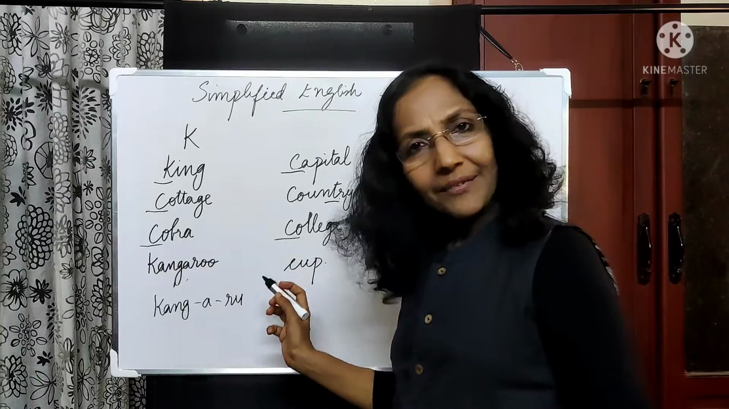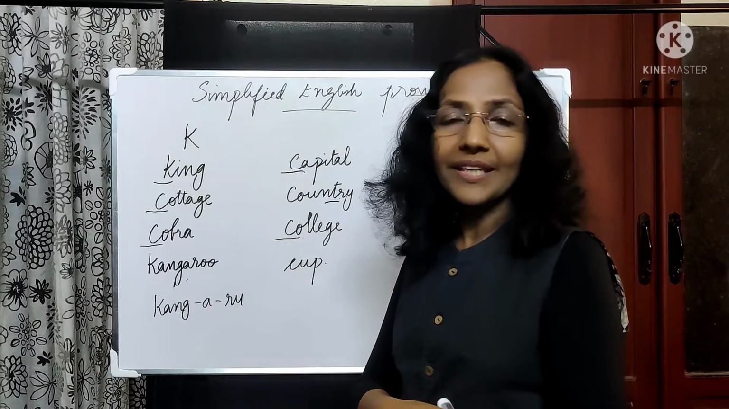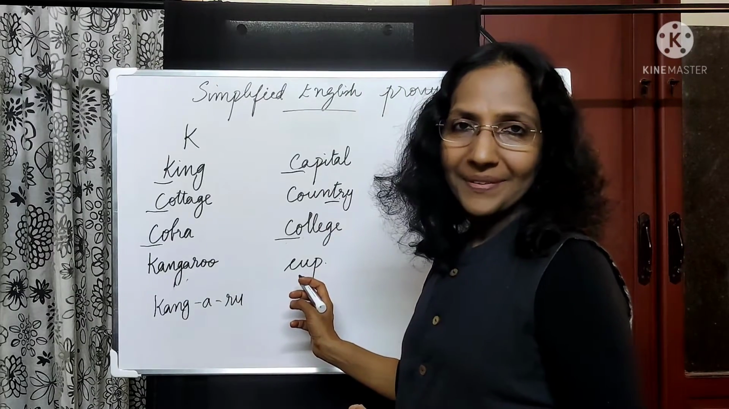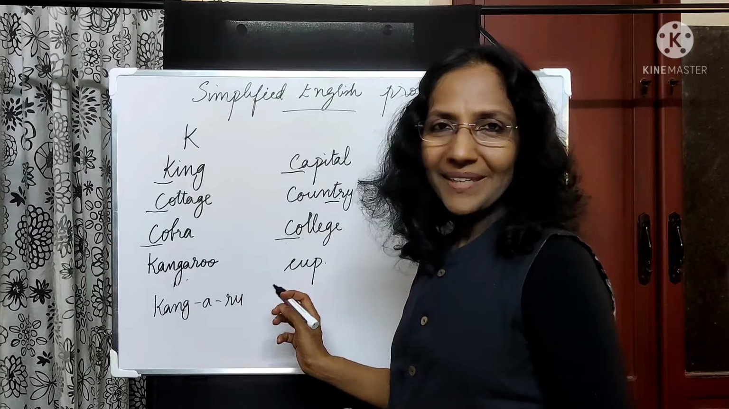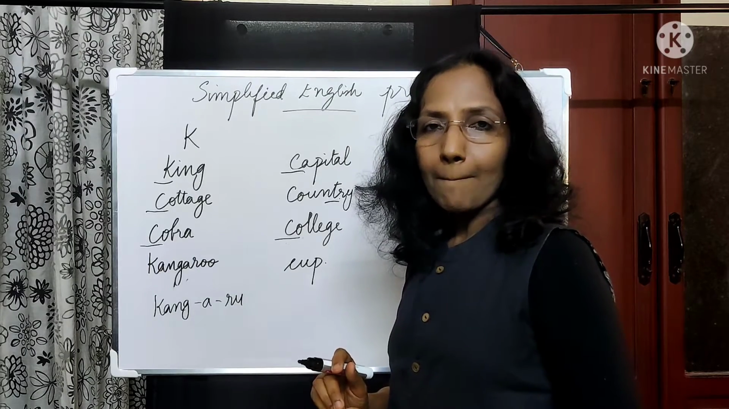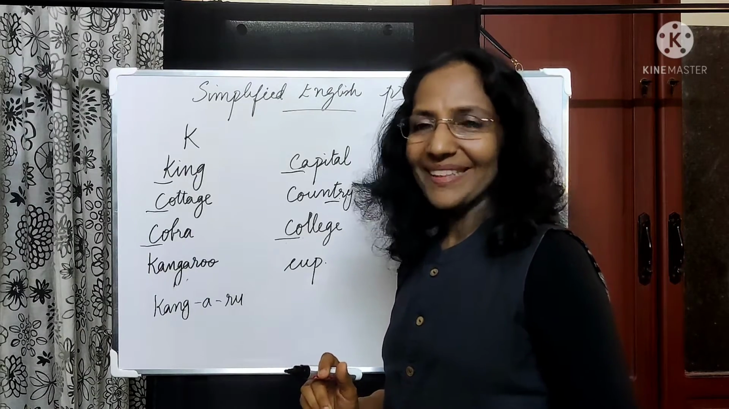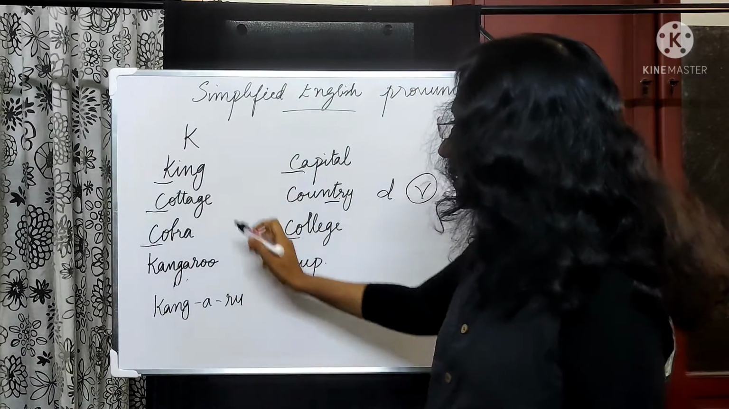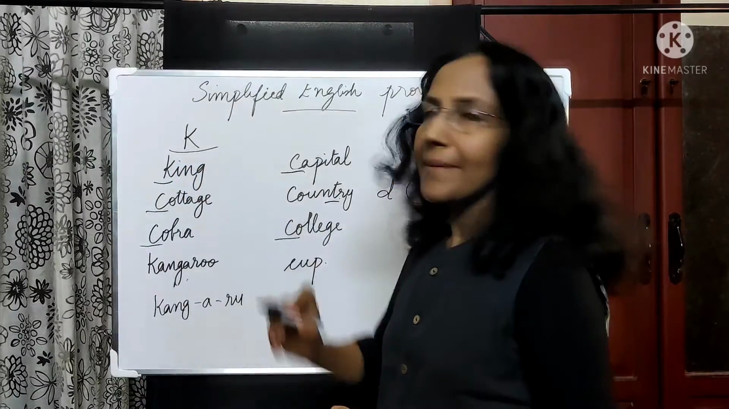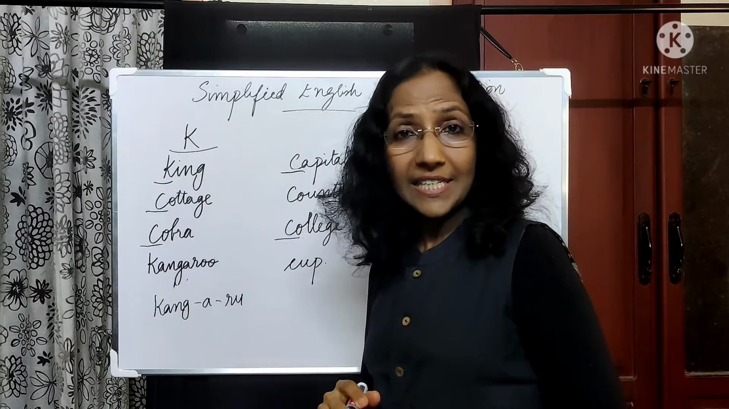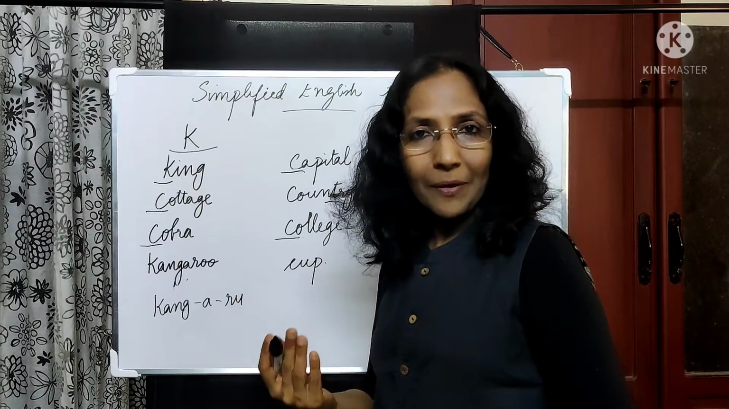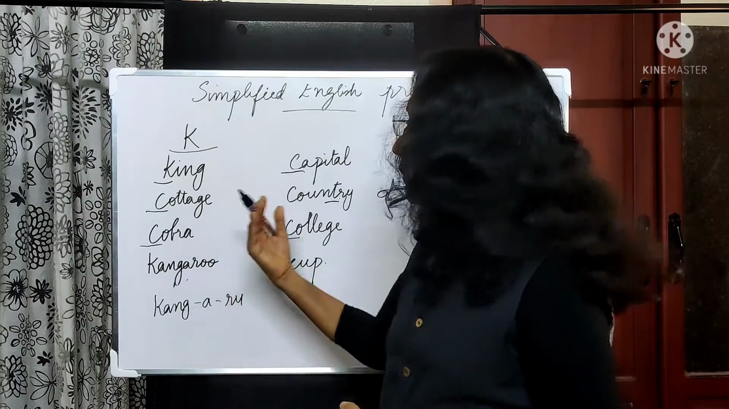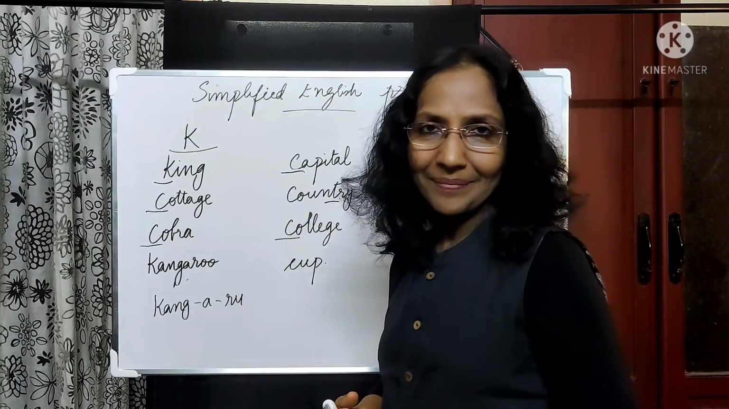Now we learn another word, a very simple word, a common word that we use at least 100 times a day. It is cup. The word is cup. So in all these words, we have used the phoneme K. It is an aspirated K sound. It's a velar plosive voiceless consonant. That is the nature of the phoneme K.